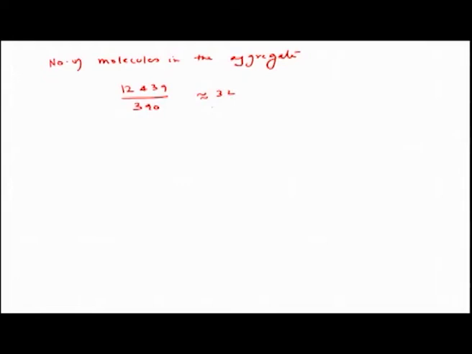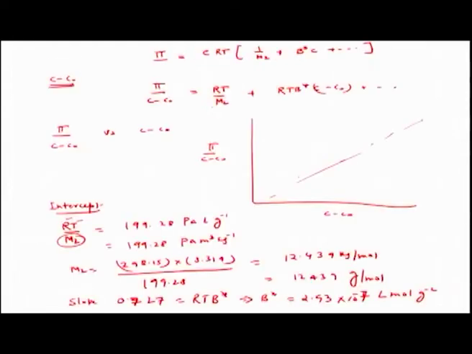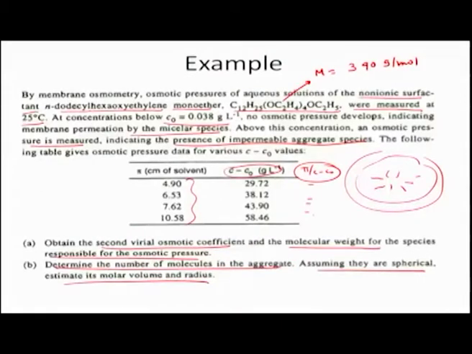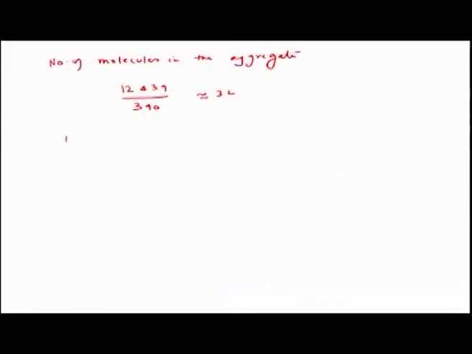But what about the other part of the question, which is, if you assume this aggregate to be spherical, estimate its molar volume and radius. Now, this is a bit tricky because you need to connect B star to V. How are you going to do that?